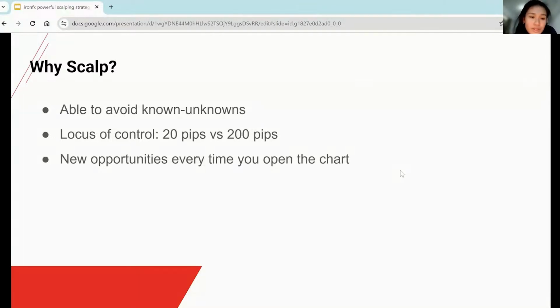So why scalp? Firstly, you're able to avoid known unknowns. Secondly, because of the locus of control in terms of the 20 pips versus trading your 200 pips. And lastly, there are new opportunities every time you open the chart.